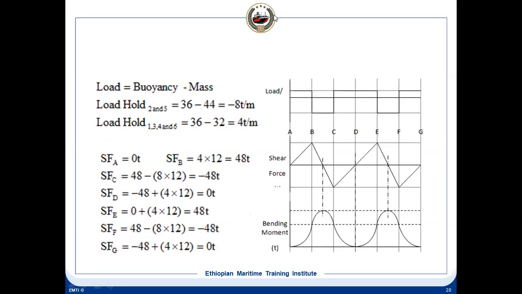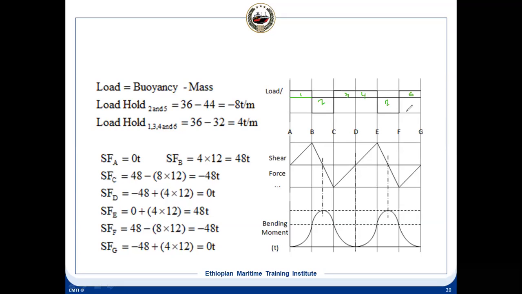So we have drawn the baseline. This is 1, 3, 4 and 6, and this is 2 and 5. For 2 and 5 we have seen the mass is more than the buoyancy, so it will be negative like this, and these four compartments will be positive because the buoyancy is higher than the mass. So load per meter we can construct like this.